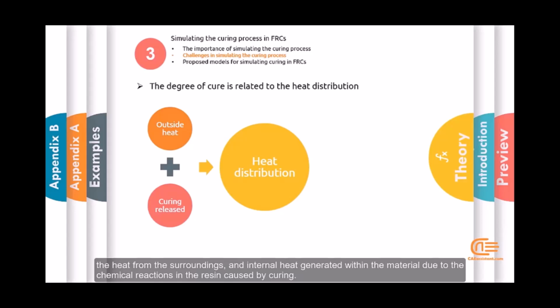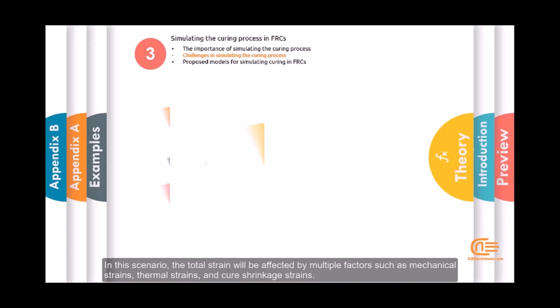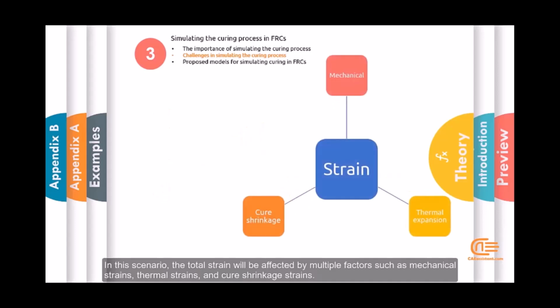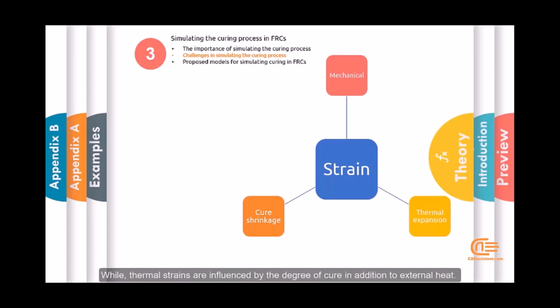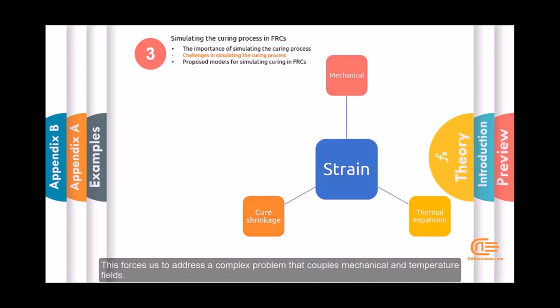caused by curing. In this scenario, the total strain will be affected by multiple factors such as mechanical strains, thermal strains, and cure shrinkage strains. While thermal strains are influenced by the degree of cure in addition to external heat, this forces us to address a complex problem that couples mechanical and temperature fields.